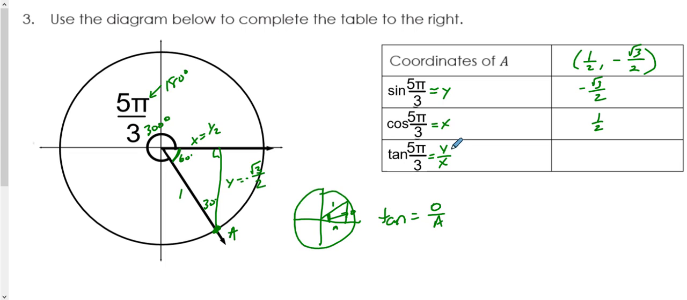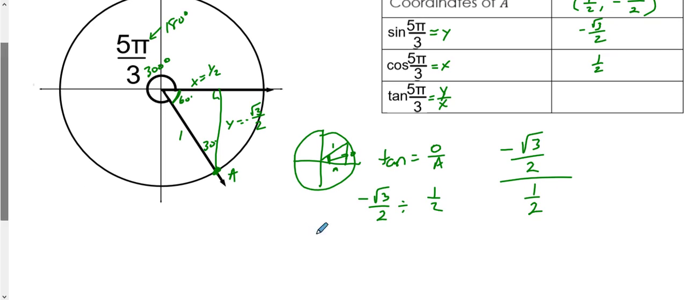And then finally, the tangent is a little bit weird. Remember, tangent is y over x. Well, put this over this. Now, this looks really weird, right? Negative square root of 3 over 2 over 1/2, right? Y over x. But remember, a fraction is division. So negative square root of 3 over 2 divided by 1/2. Now, remember when you divide fractions, what you do is you multiply the reciprocal. So this would be negative square root of 3 over 2 times 2 over 1.